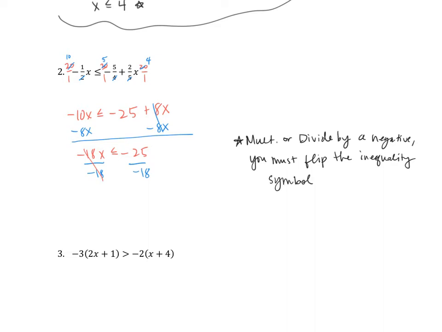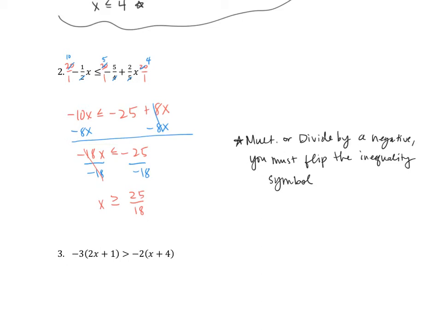So dividing or multiplying by a negative changes the relationship between the two sides. So this is now going to be x is greater than or equal to 25 over 18. The less than or equal to flips and becomes a greater than or equal to. The two negatives on the right cancel out, so we just have 25 over 18. So that is the solution.